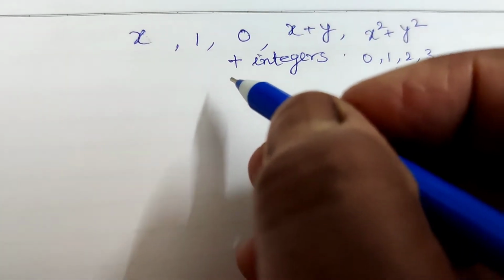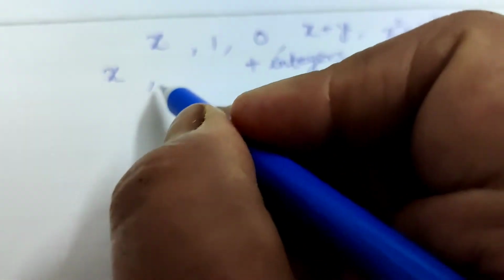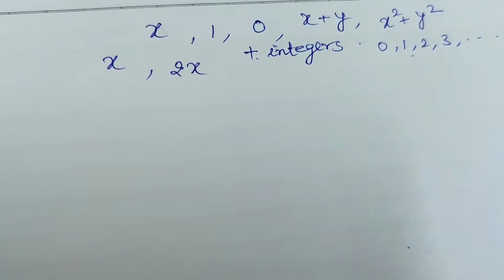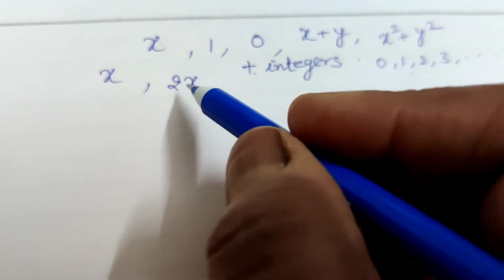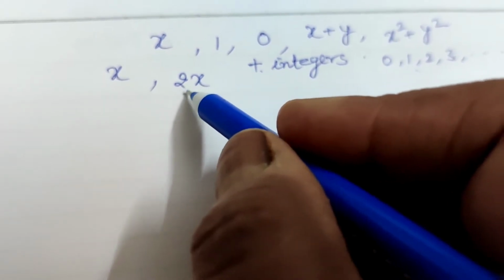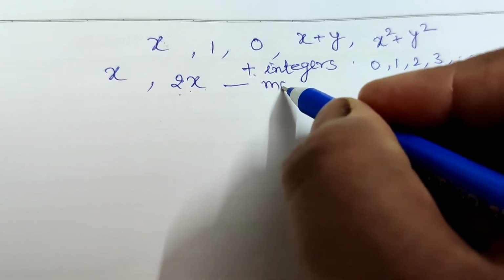Now any polynomial that contains only one term is known as a monomial. Like x is a monomial, 2x is also a monomial, and 1 is also a monomial. If an algebraic expression contains only one term, it is known as a monomial.